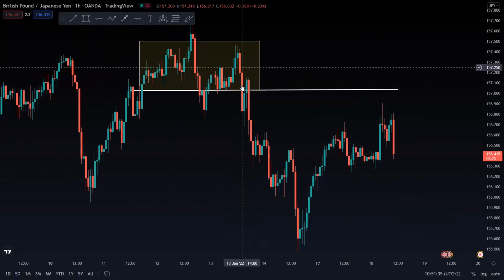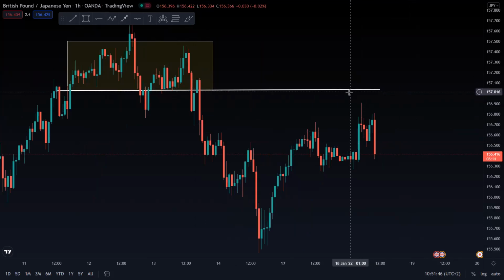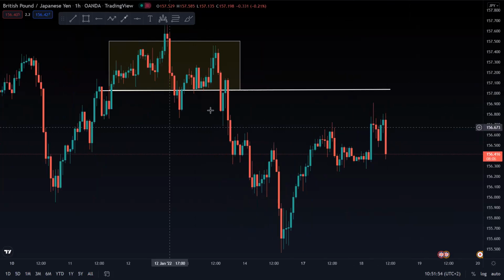So this structure of the market was broken and also the demand was broken. Initially, we would expect this demand to become a supply when the market reaches here. However, the market did not reach here. So for my entry, I'm going to show you 4 confirmations why I sold here. The first one will be the structure, the demand, the order block, as well as the price.